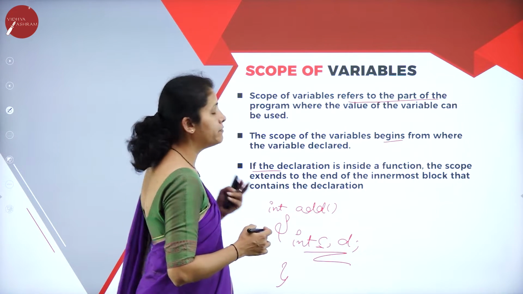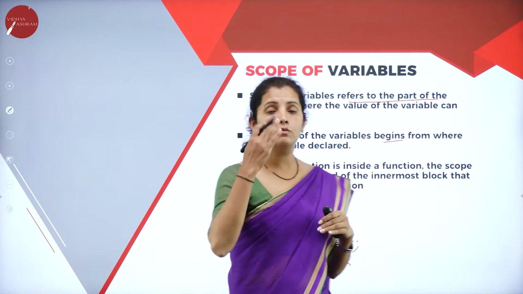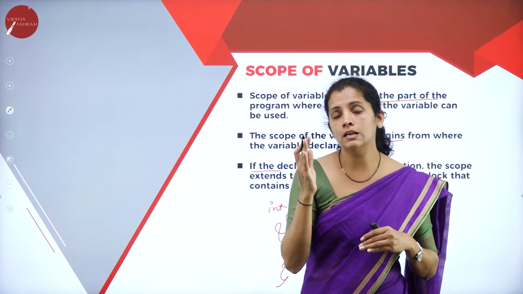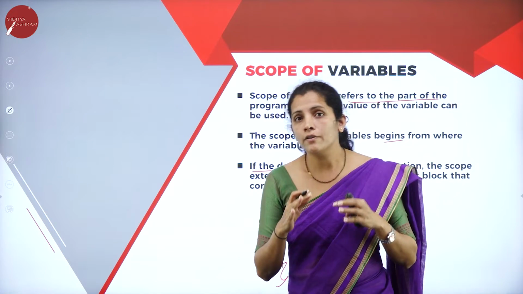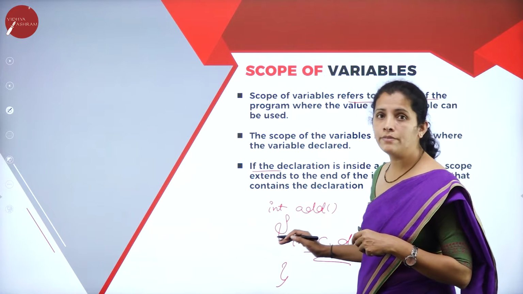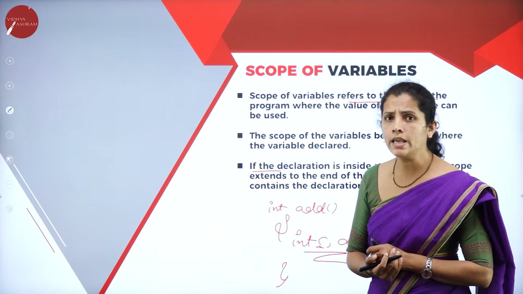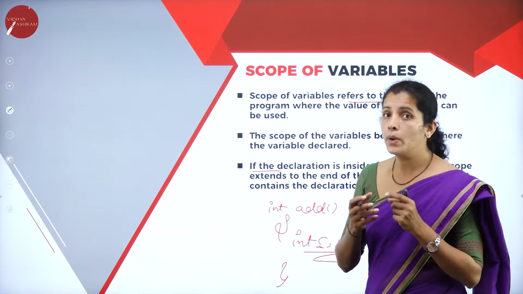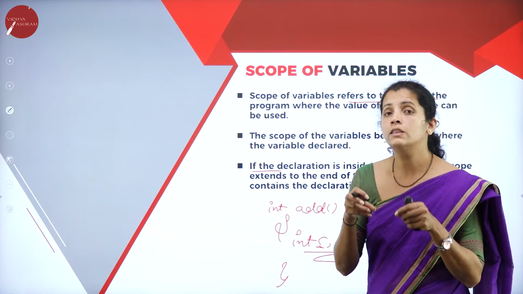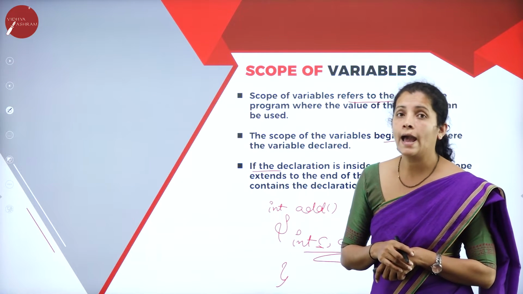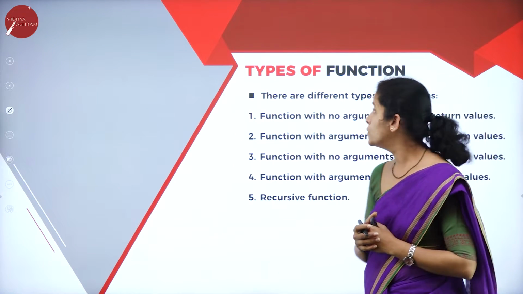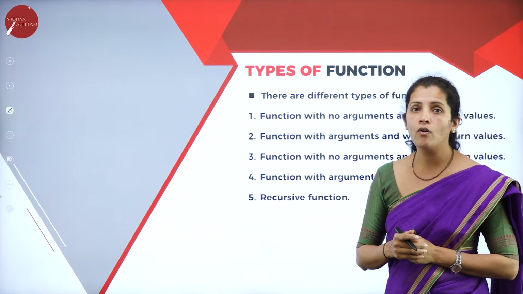So dear student, if I write the variables outside the main program, then the scope of the variable is throughout the program. If I write inside the function, then we can access the variable inside the function. And if I declare the variables within a block, then those variables are accessed within the block. Now moving further, we are going to have the types of function.